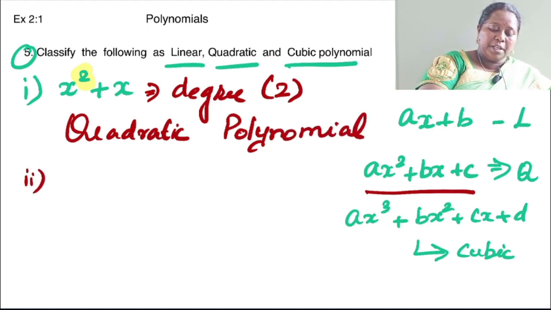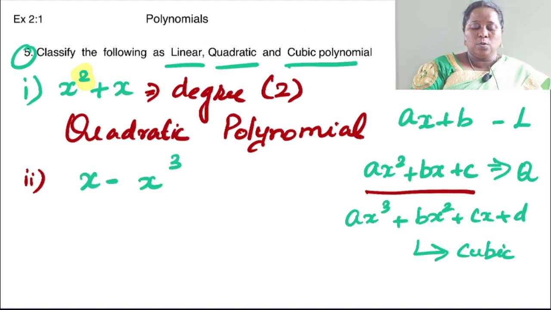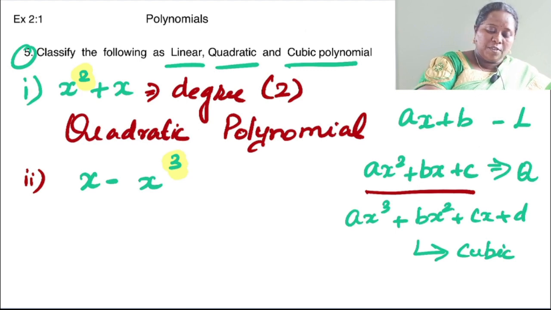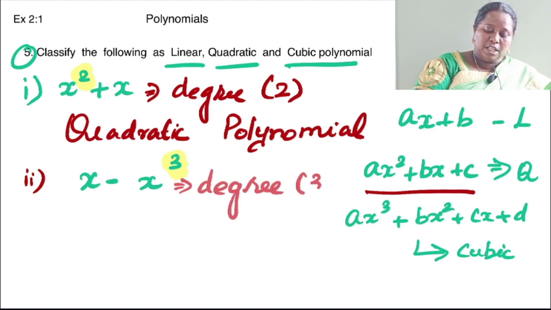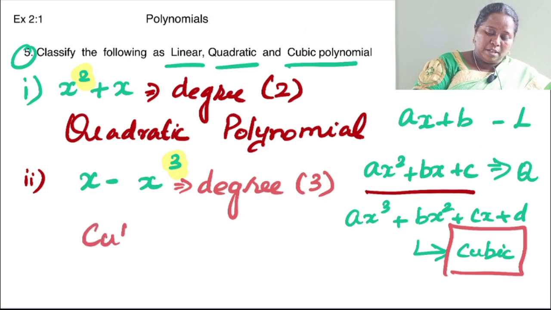Let us name it as a quadratic polynomial. And then the second sum we have x minus x cube. What is the degree of this polynomial? The highest power is 3. If the highest power is 3, then the degree is 3. If the degree is 3, then it can be called a cubic polynomial.